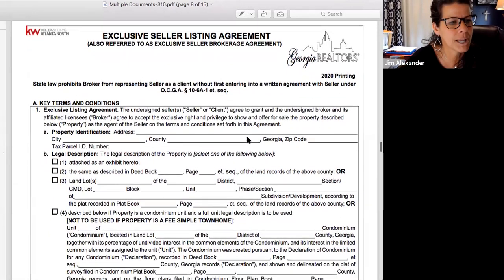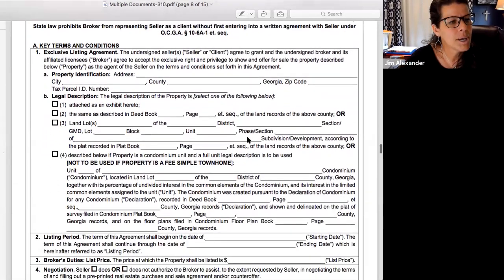Section 1 is the property address. And then section 1B, legal description. Just like if you've ever sat in my contracts class and we talk about the legal description, same with your listing agreement.